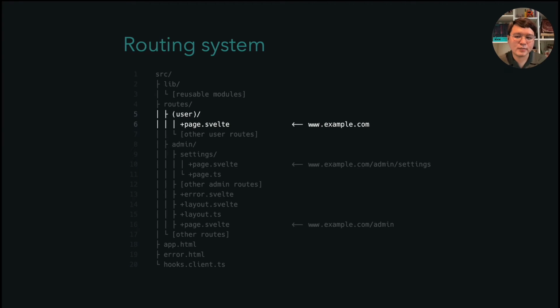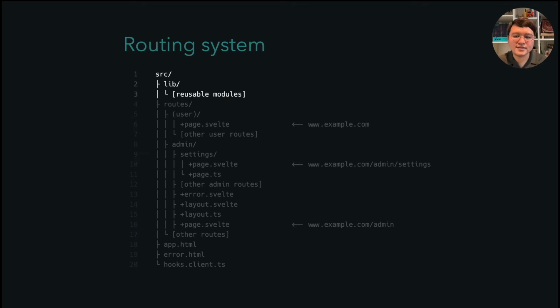If you, for example, want to have this kind of categorization without actually using it in the URL, you can wrap the folder name in parentheses. In this case, for example, I want the root path in the domain to be the user dashboard. So instead of having to create a folder called user and serving it in /user, I can just wrap it in parentheses. And this will not be part of the URL, but SvelteKit will still allow us to co-locate components together and also nest other routes there if necessary.